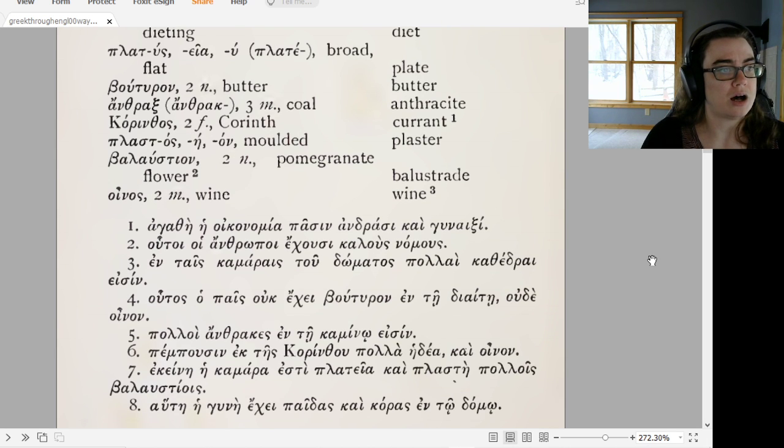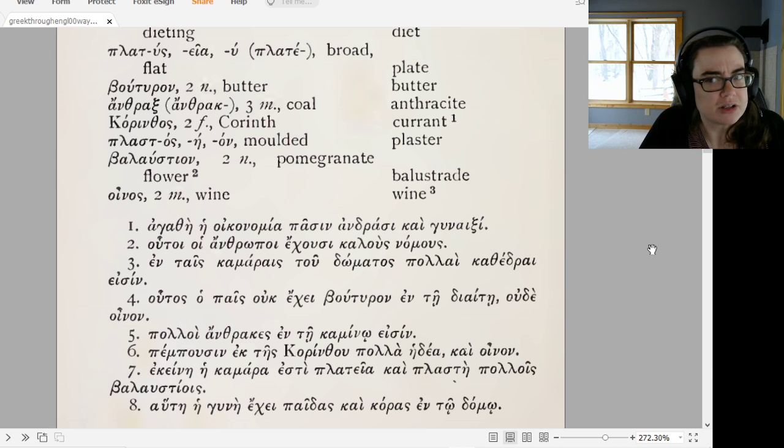Hutos ha pais ugehe buturon ente diaite ude oinon. This child does not have butter in his diet, nor wine. Gotta have butter in your diet. Come on, you're Greek, you're Mediterranean, but I guess they really prefer olive oil in terms of cooking stuff. So the butter here is really probably just a soft cheese, which also sounds really good.